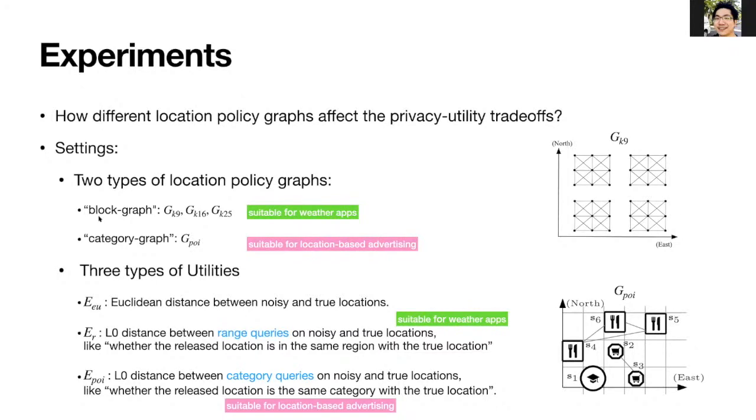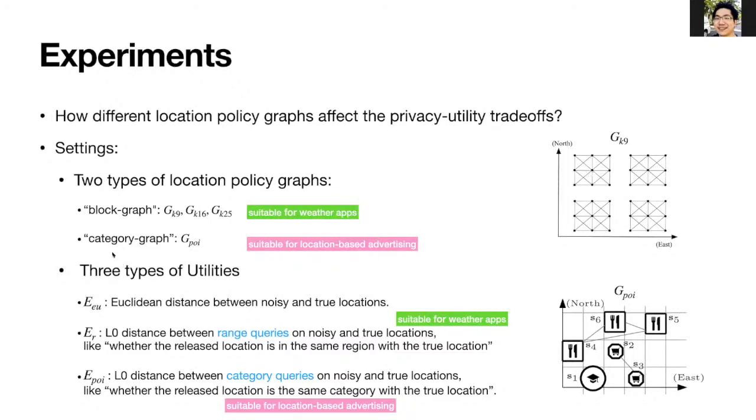The first type is the block graph. A block graph is something like this in the red figure. We make sure the whole policy graph consists of many different small blocks, fully connected subgraphs. And there, as you know, an edge means indistinguishability. Any two nodes that have an edge mean we need to protect their indistinguishability. So this kind of block graph means the attacker cannot distinguish any nodes inside each block. But he probably can know which block the node comes from.